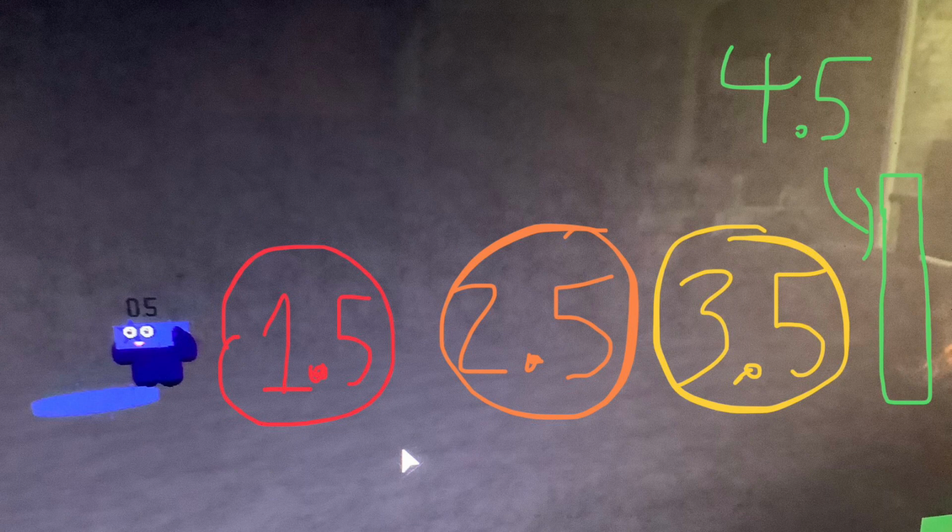So the circles with the numbers in them represent where they're going to put the morphs. Just like in the red circle, they're going to put 1.5 there. In the orange circle, 2.5. Yellow circle, 3.5. And then that green rectangle thingy, 4.5 is there, but I had no room to put it.